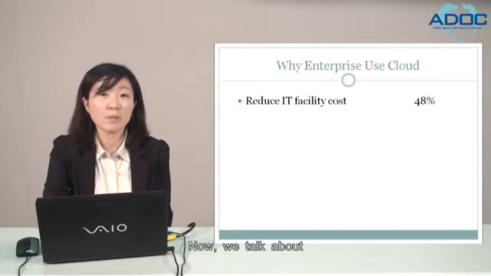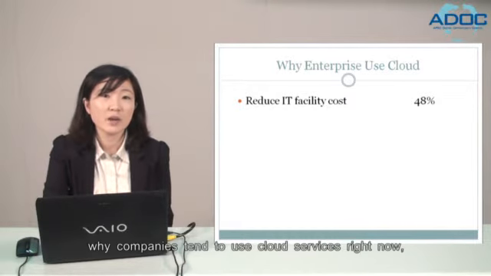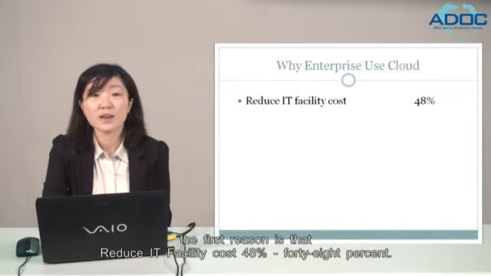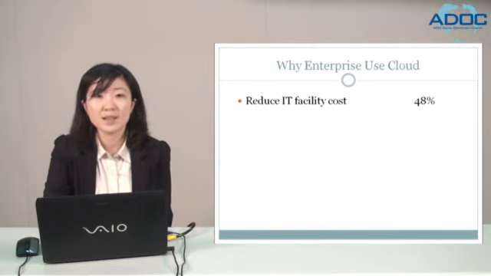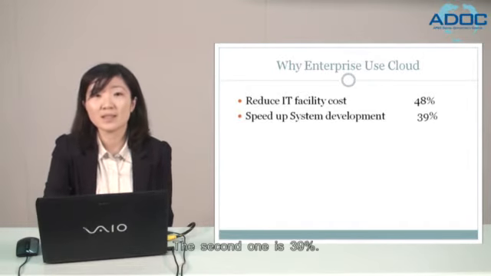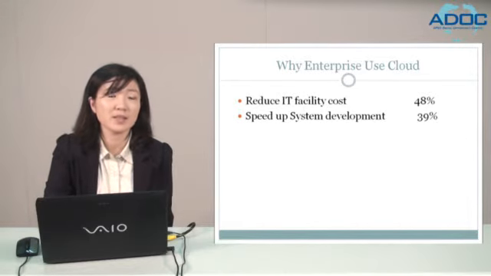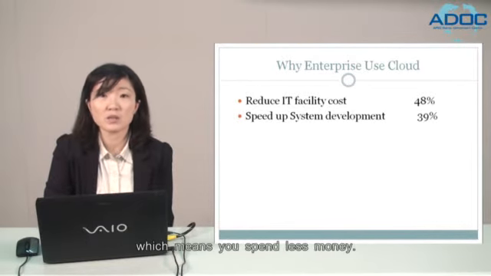Now, we talk about why enterprises use cloud services, why companies tend to use cloud services right now. The first reason is reduce IT facility cost, 48%. The second one is 39%. The reason is speed up system development. It makes the development process faster and time saving, which means you spend less money.